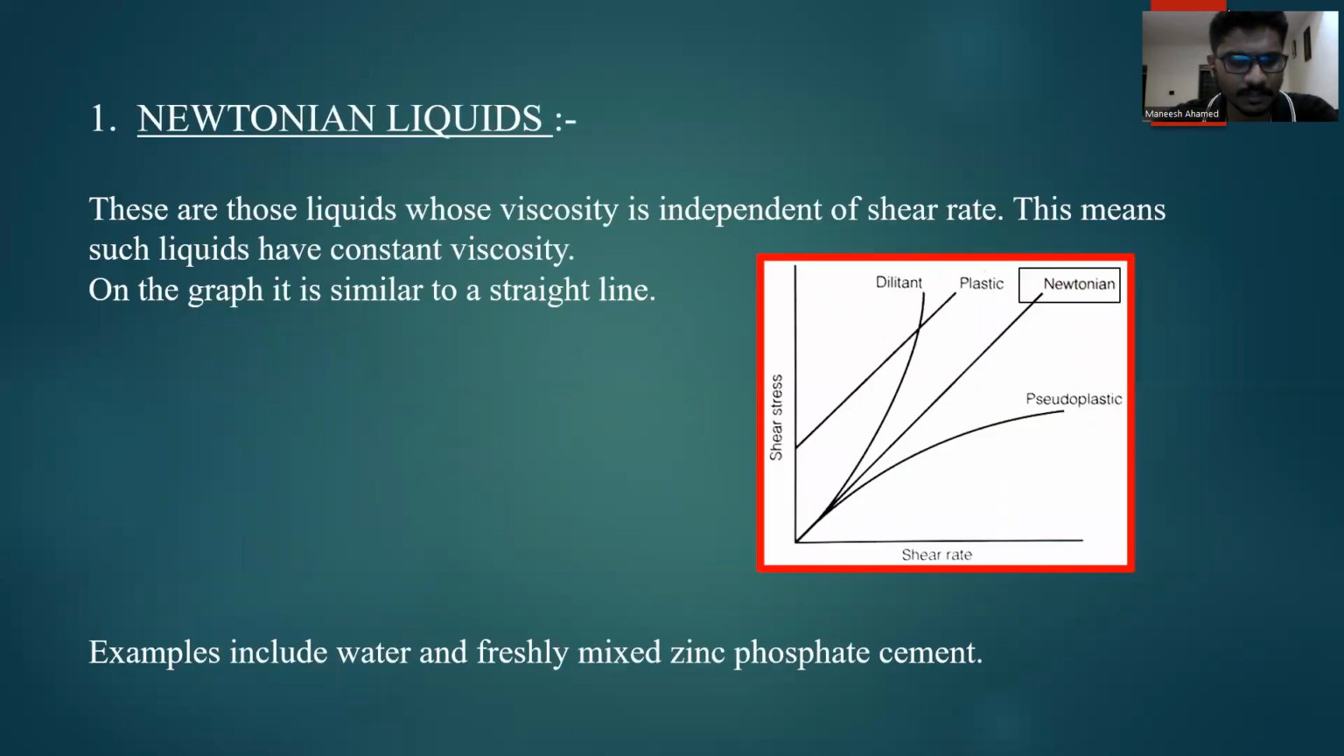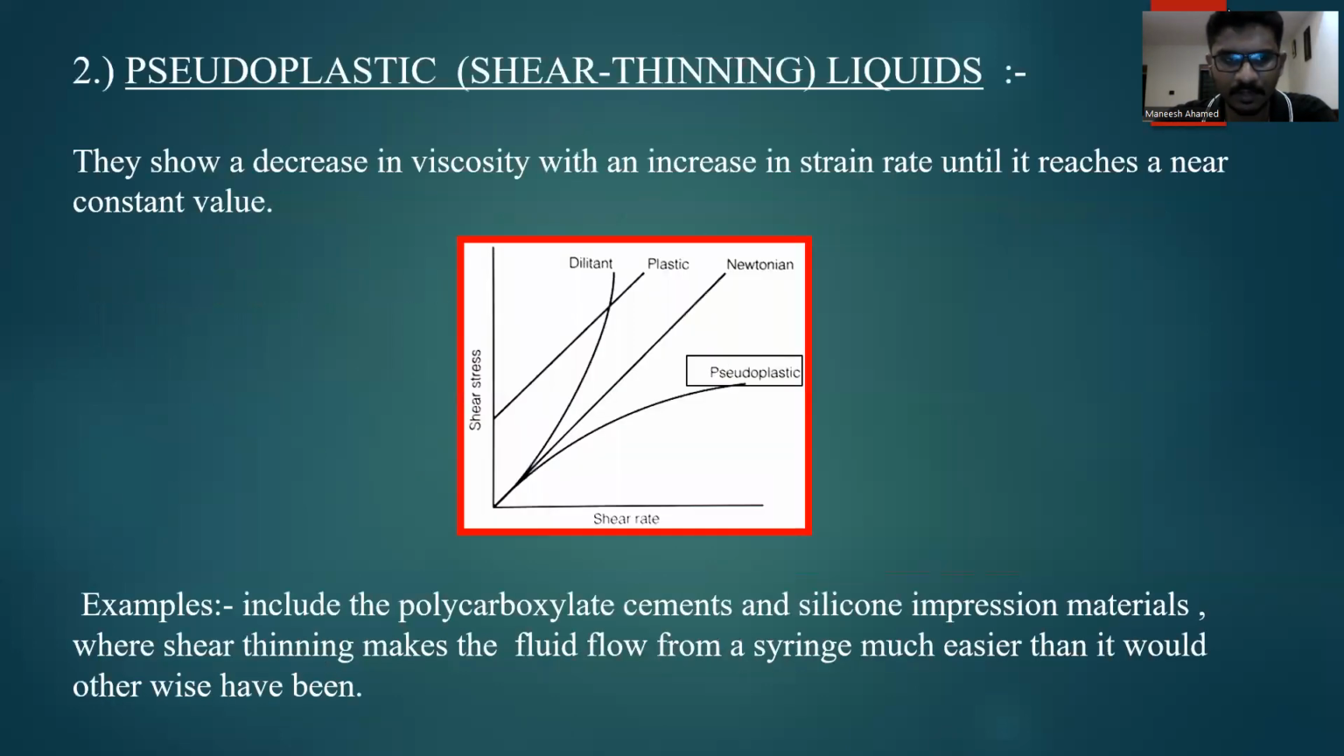Newtonian liquids are those liquids whose viscosity is independent of shear rate. This means such liquids have constant viscosity. On the graph, it is similar to a straight line. So this includes examples like water and freshly mixed zinc phosphate cement. Pseudoplastic, or shear thinning, liquids show a decrease in viscosity with an increase in strain rate until it reaches a near constant value. Examples include the polycarboxylate cement and silicone impression materials, where shear thinning makes the fluid flow from a syringe much easier than it would otherwise have been.